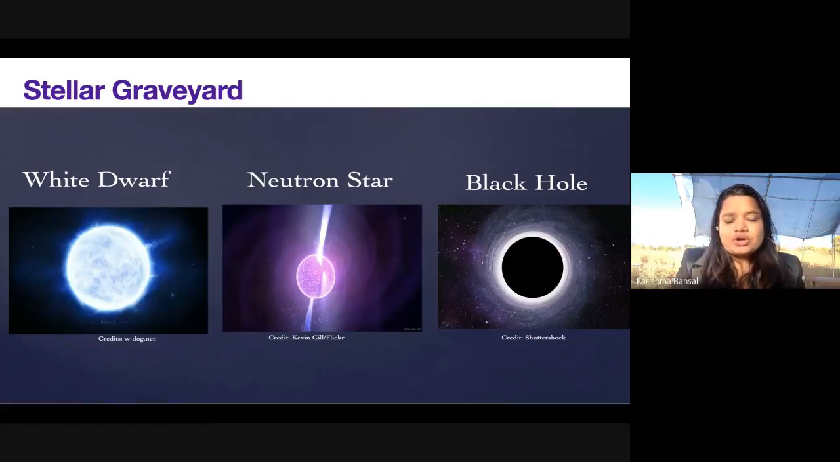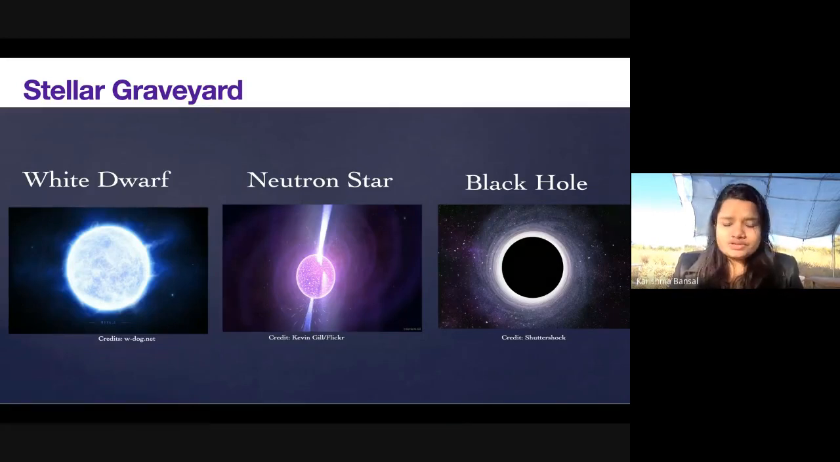The image on the very left side here is of a white dwarf. A white dwarf is formed when the core collapses, and it's supported by electron degeneracy pressure. It's very hot, and this is what will happen to the Sun.